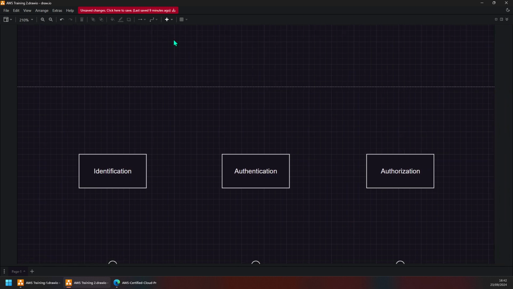In this video, we are going to talk about identification, authentication, and authorization. Now, why are we talking about this? This is one of the binding principles of identity and access management. So if you want to know more about identity and access management, this concept is a must for you. Now, let's quickly understand, in a real-time scenario, how identification, authentication, and authorization are actually used.